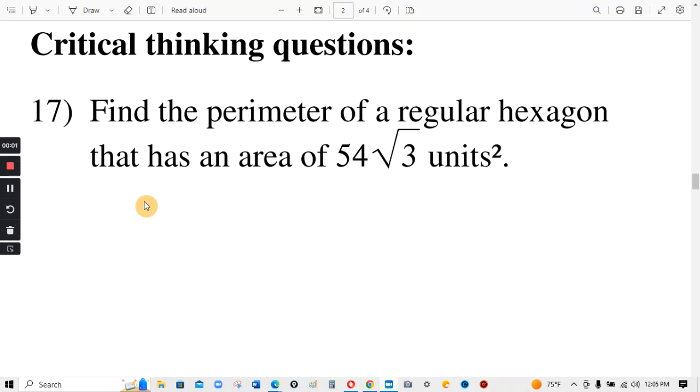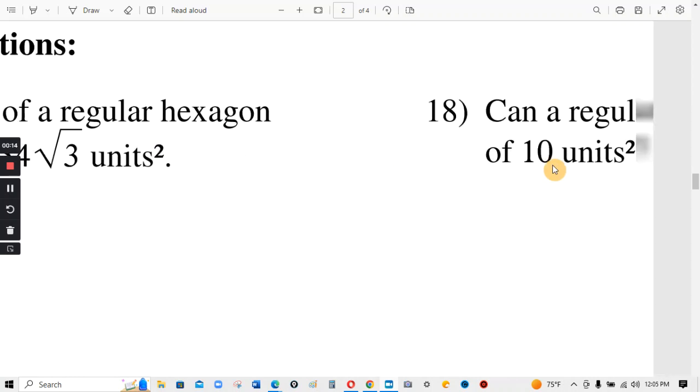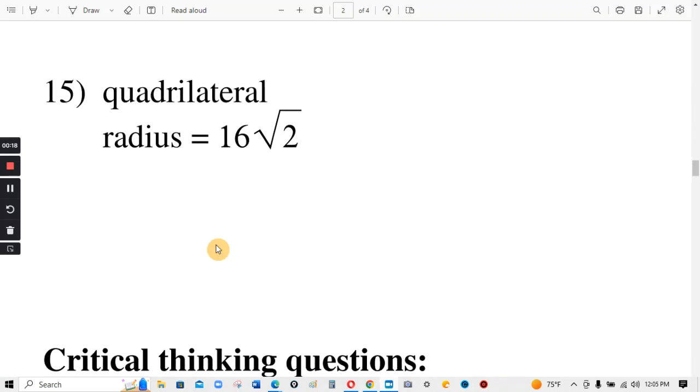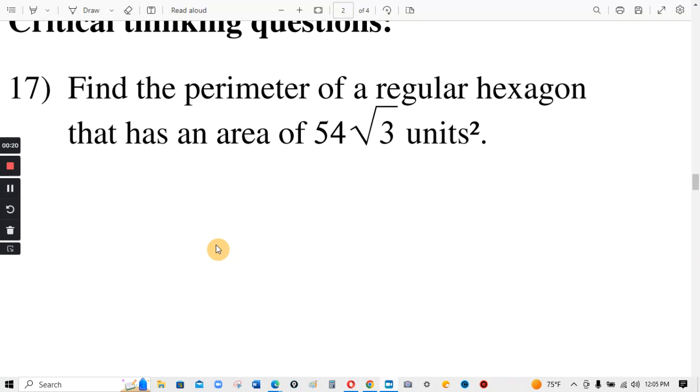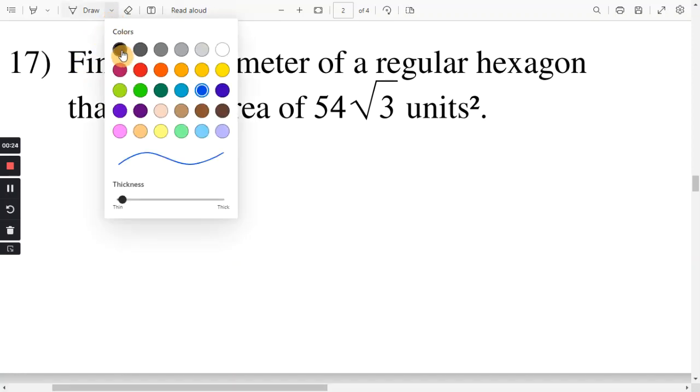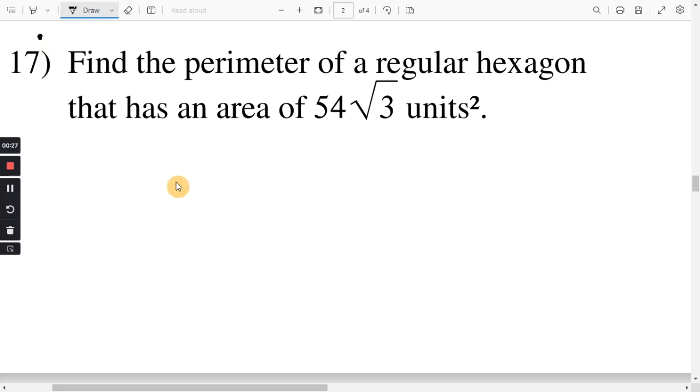All right, I'll start you off on number 17. It says find the perimeter of a regular hexagon that has an area of 54 radical 3 units. So I'm going to draw a regular hexagon that's 6 sides. You really should have the angles already from number 16, but I'll go over those angles again. A regular hexagon is going to be 6 sides. I'm going to draw it as best I can and try to make them all the same.